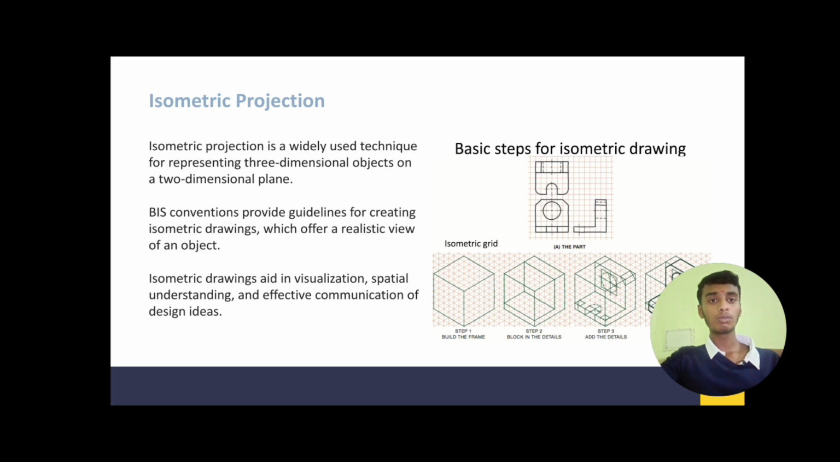Isometric projection is a widely used technique for representing three-dimensional objects on a two-dimensional plane. BIS conversion provides guidelines for creating isometric drawings which offer a realistic view of an object. Isometric drawing aids in visualizing, spatial understanding, and effective communication of design ideas.